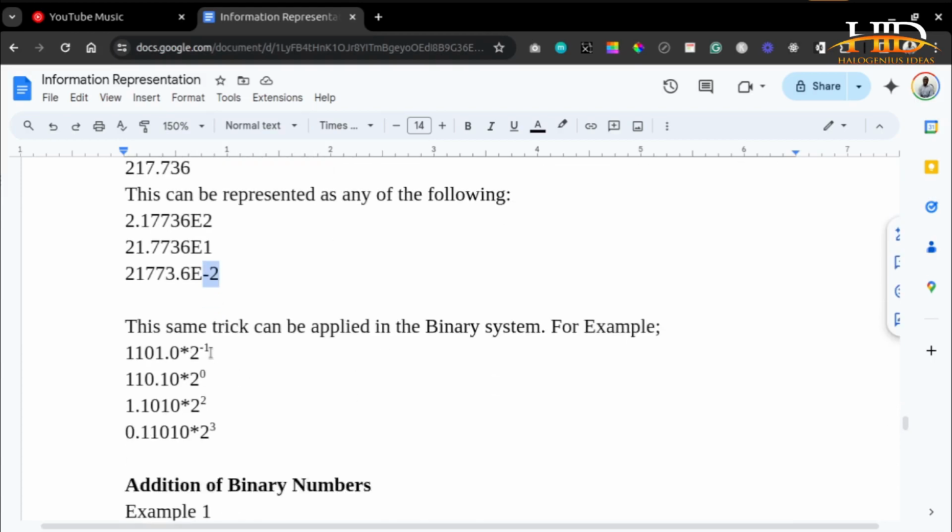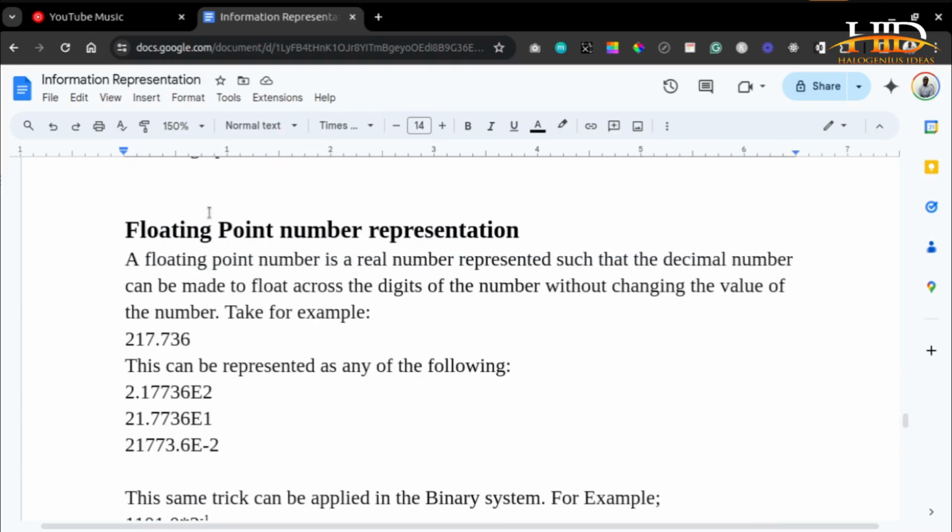For this second one, the same trick can be applied in the binary system as well. For example, if I have this particular number over here and I'm saying multiplied by 2 raised to the power of negative 1, if I shift this back 1 step, this will be 2 raised to the power of 0. If I shift it 2 steps backward again, this will be 2 raised to the power of 2. So just note how you shift and how you add up the powers or subtract from the powers. That is how you represent floating point numbers in your computer.